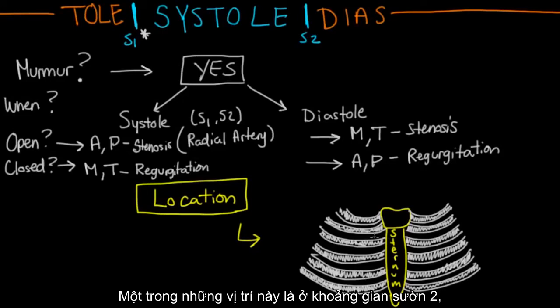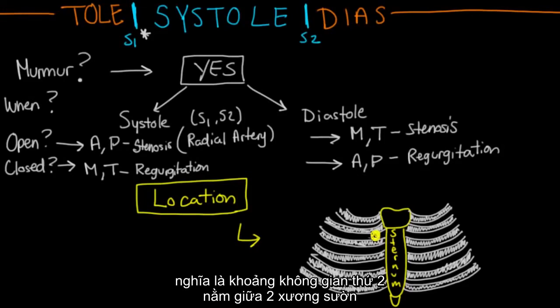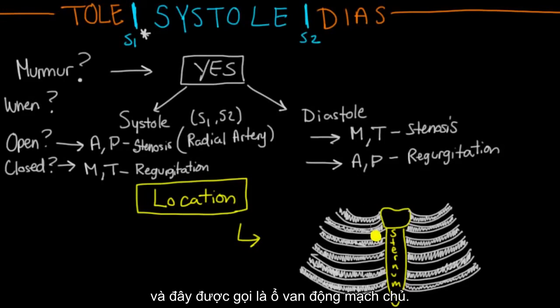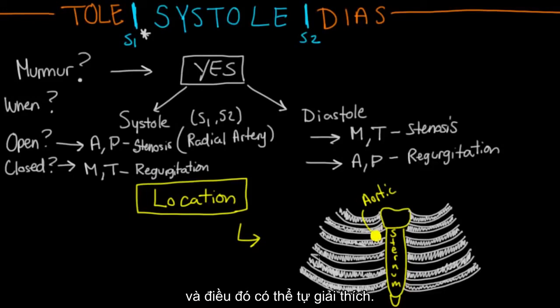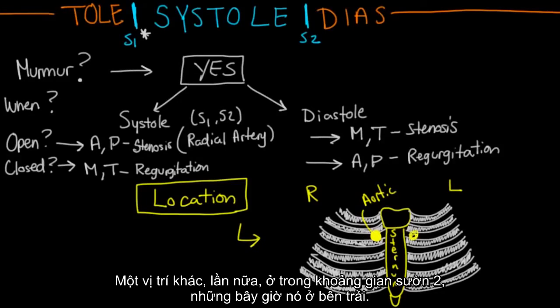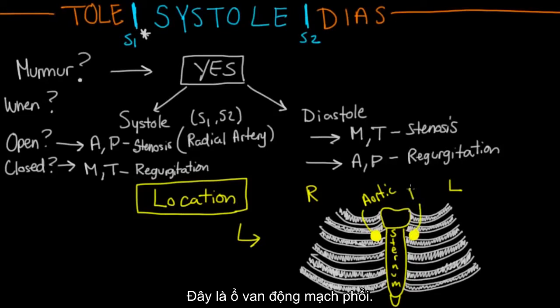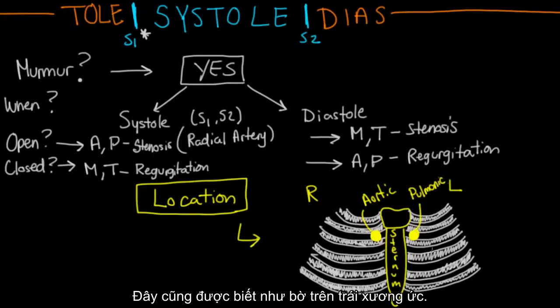And so one of these locations is in this second intercostal space, meaning the second space in between ribs, and this is called the aortic area. Other people will also say the right upper sternal border, and that's pretty self-explanatory. This is the right side of the patient, so right side, left side, then this would be the right upper sternal border. Another location is again in the second intercostal space, but now it's on the left side. And so this is the pulmonic area, also known as the left upper sternal border.